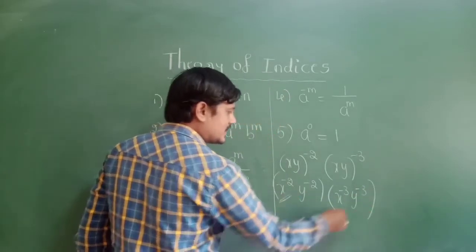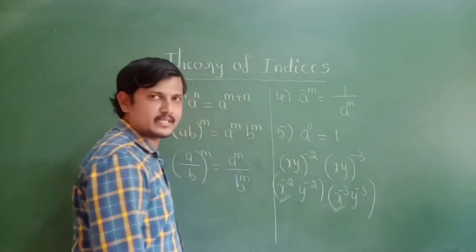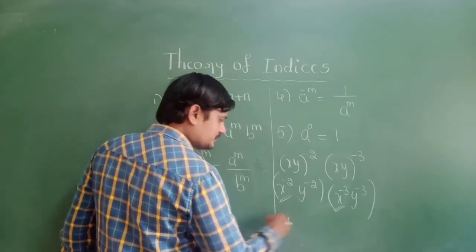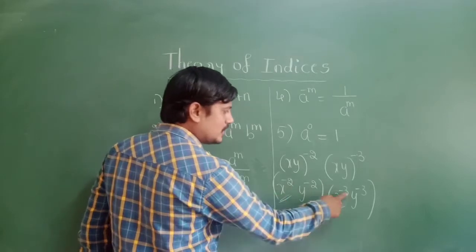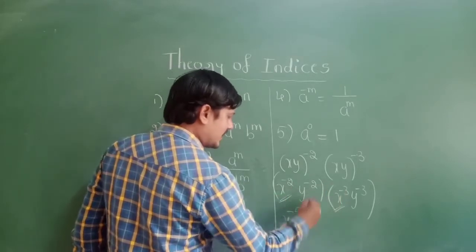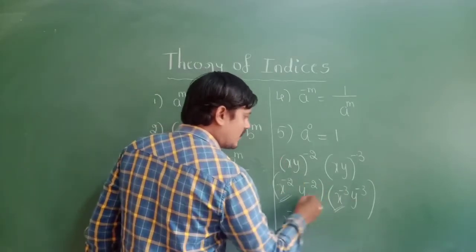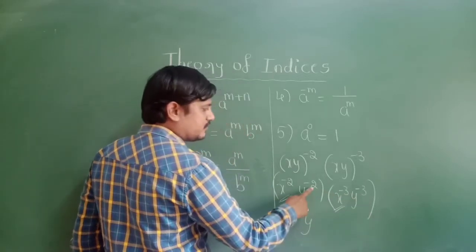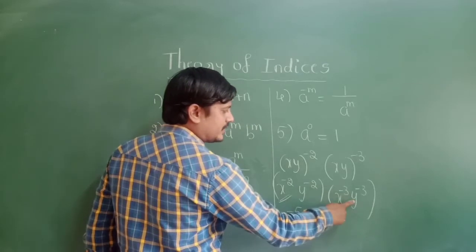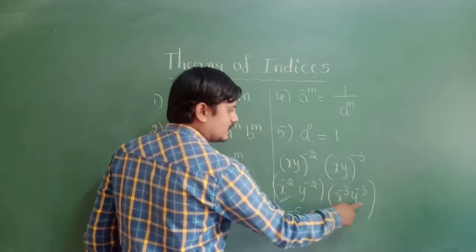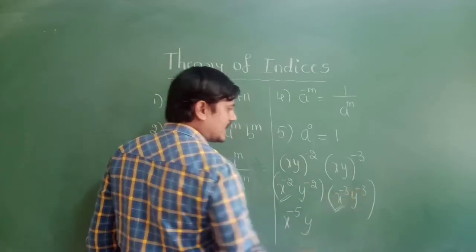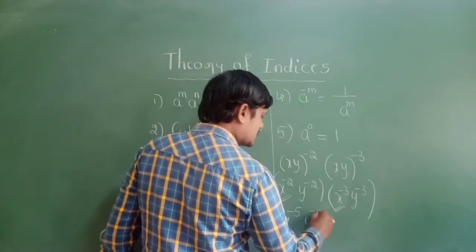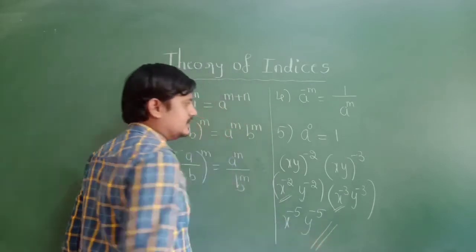Here also x is there, here also x. Both base is same, then we can add the power. X^(-2-3), it is minus 5. Then here y, both base is same. What is the power of y here? Minus 2. Then power of y here? Minus 3. Base is same, then we can add the power. That is minus 2 minus 3 is minus 5.